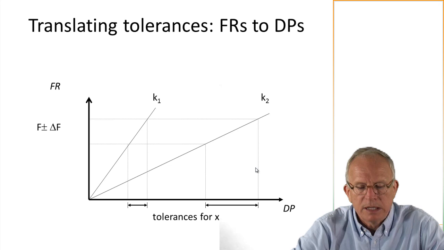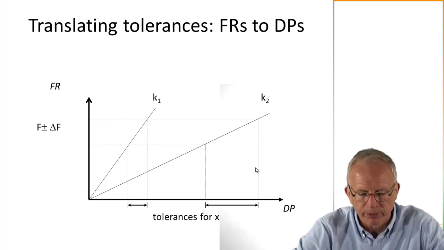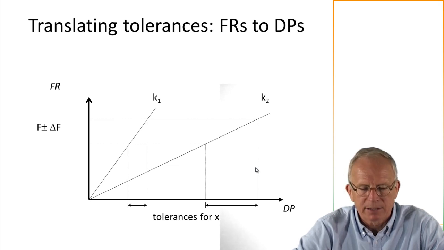So what we can see then is the way that tolerance on force translates directly and simply to a tolerance in the DP, from a functional tolerance, which is to provide the force, to a physical tolerance, which is what we can have for x.